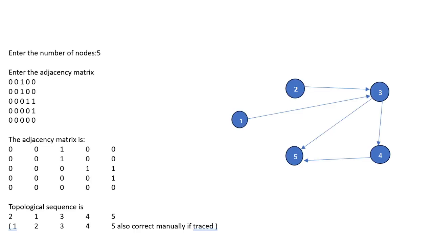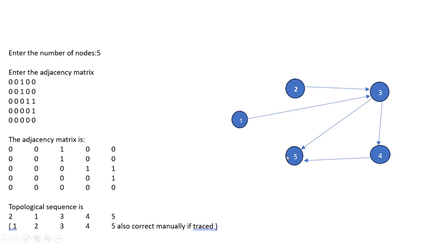This is a directed graph having 5 nodes: 1, 2, 3, 4, 5. The edges originating from a node towards another are called out edges, or outward edges. In this case, node 1 has 1 outward edge and 0 inward edges. For 2, 0 inward and 1 outward. For 3, 2 inward and 2 outward. For 4, 1 inward and 1 outward. For 5, 2 inward edges and 0 outward edges.